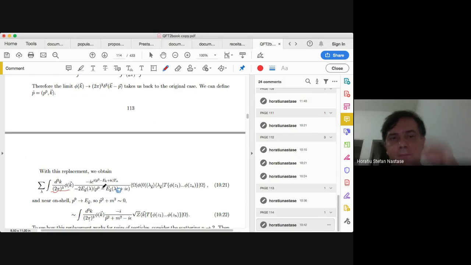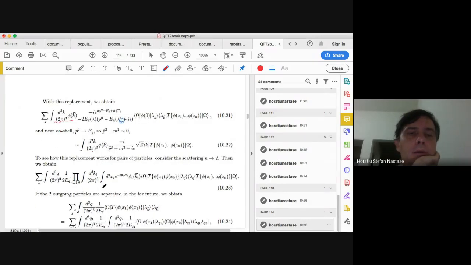And then when you are near on shell, you get p squared plus m squared minus i epsilon. Again, the only new factor is this integral that we started with.